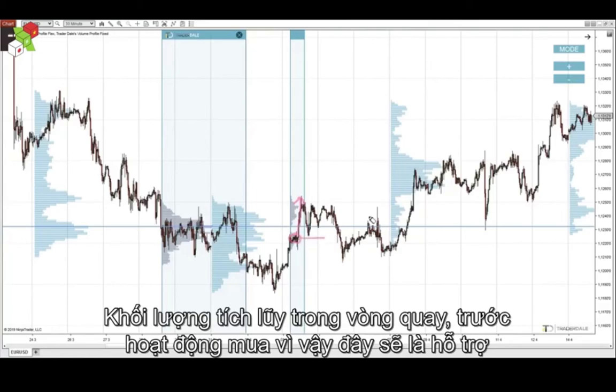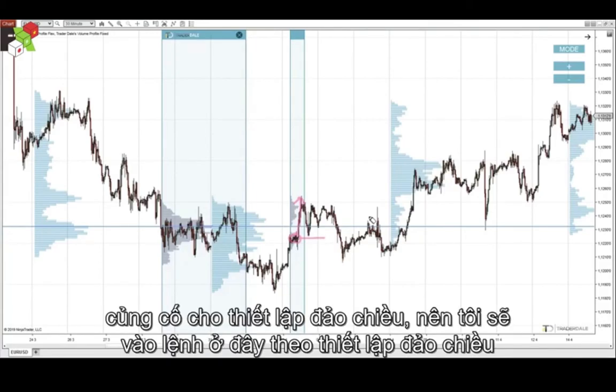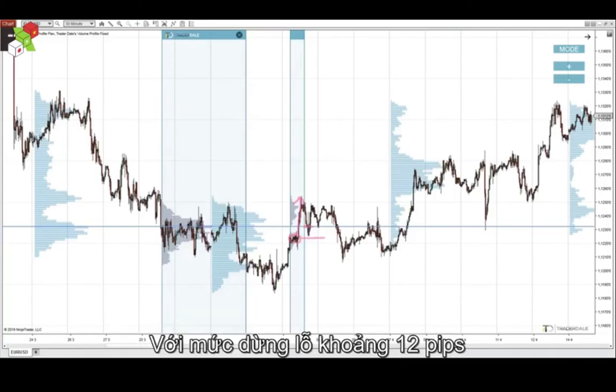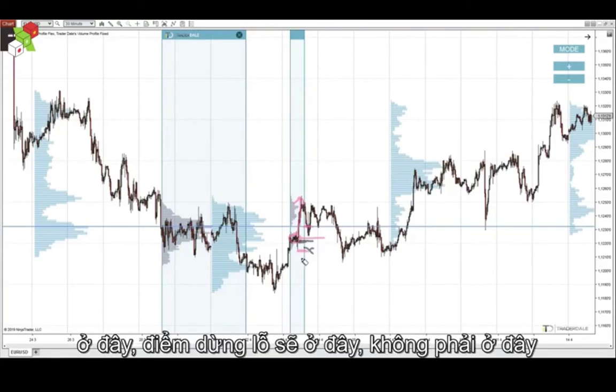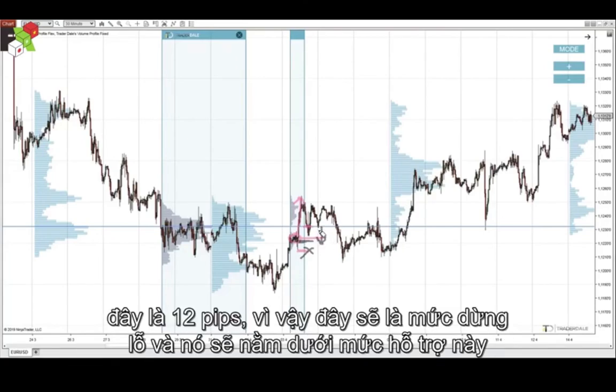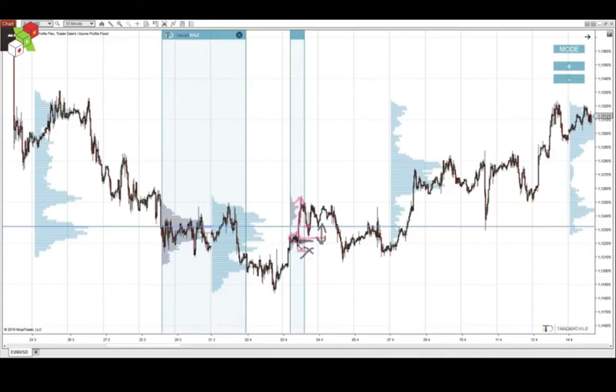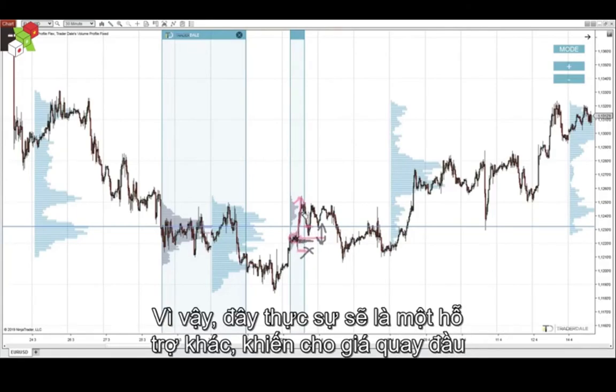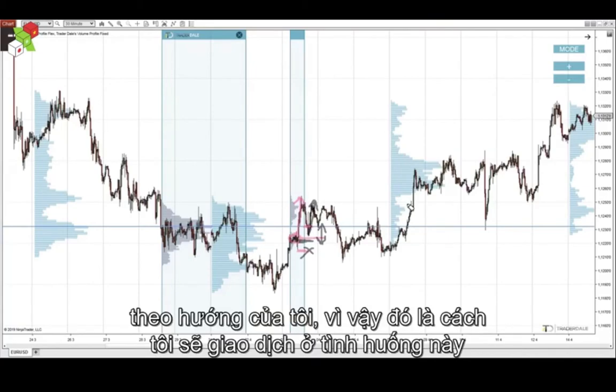So this would be support, which would actually be nice bonus to the reversal, because I would take the reversal here with stop loss around 12 pips, so it would be somewhere in here. Oh wait, not there. It would be in here. The stop loss would be in here, not in here. This is 12 pips. So this would be the stop loss, and it would be below this support. So this would be actually another support standing in a way, helping to turn the price in my direction. Alright, so that's how I would trade this situation.